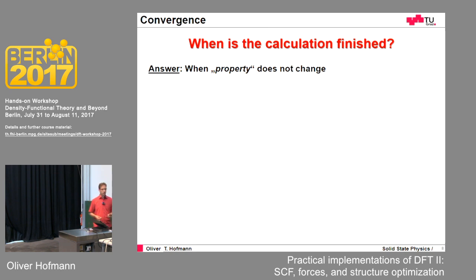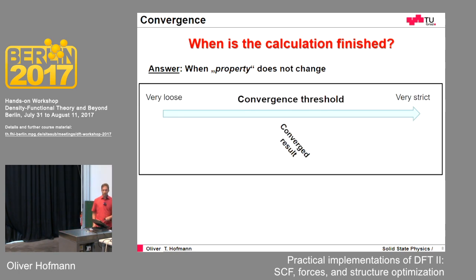The simple definition is: my calculation converged is the property that I'm interested in does not change anymore. I could run more and more of my self-consistent field iterations and I would still get the same answer. Now, this is of course not an exact science. You always have to define a convergence threshold, and if you choose it correctly, you get a converged result.